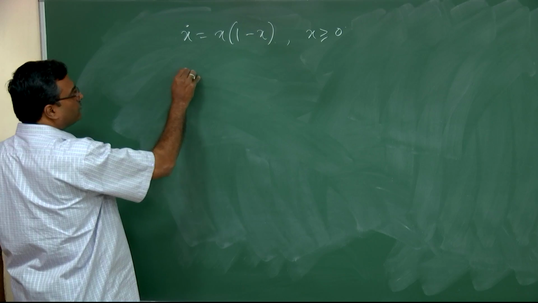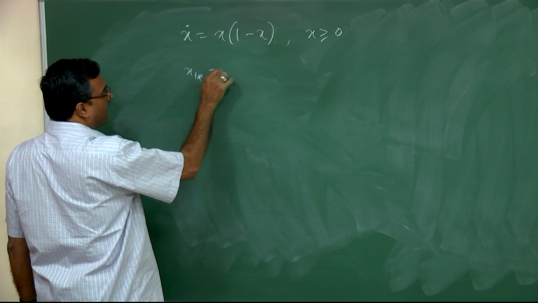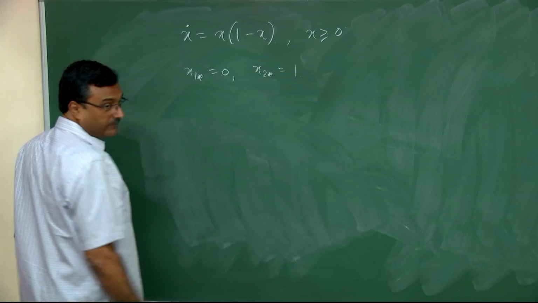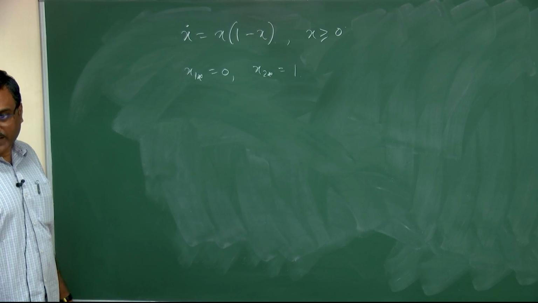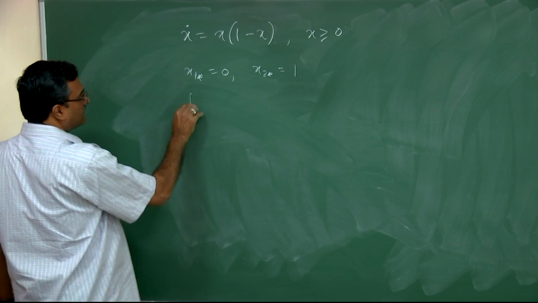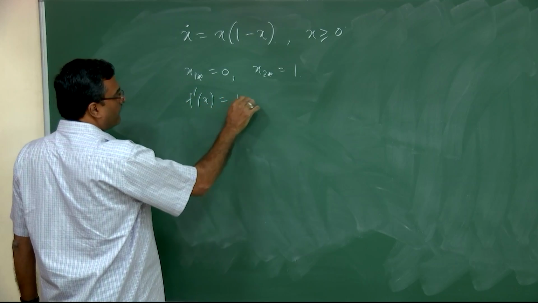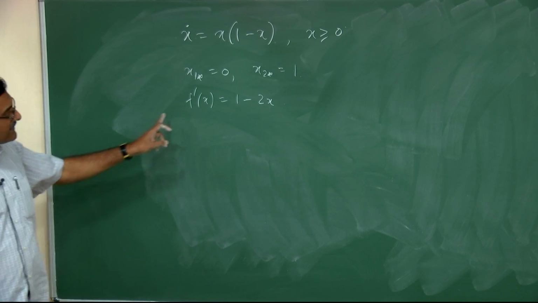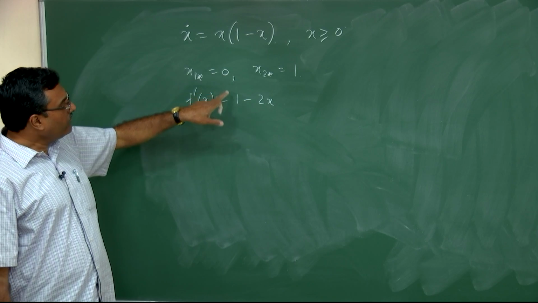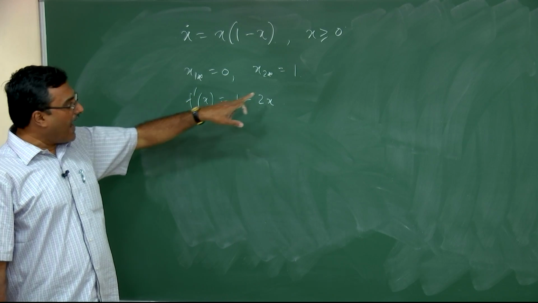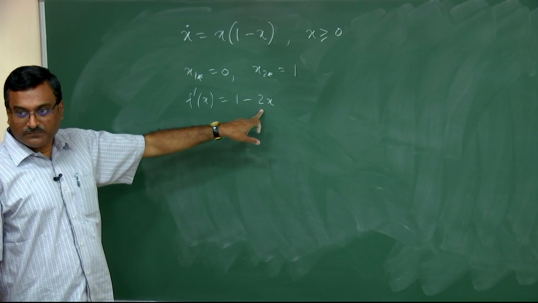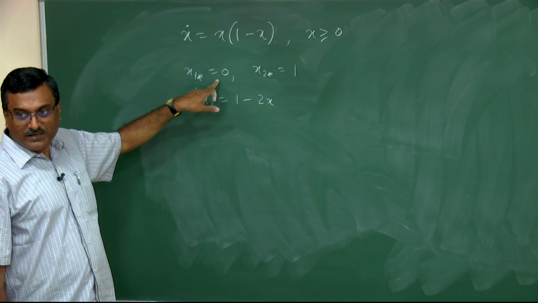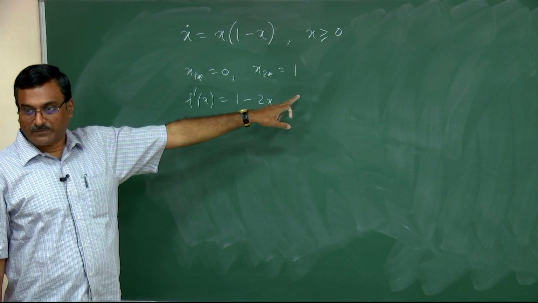Now it has two equilibrium points, that is x1 star equal to 0 and x2 star equal to 1, correct? F dot x for this problem will be equal to 1 minus 2x. So from linear stability analysis, at 0 this is positive, at 1 this is negative. Therefore x1 star equal to 0 is locally unstable and this is locally stable.